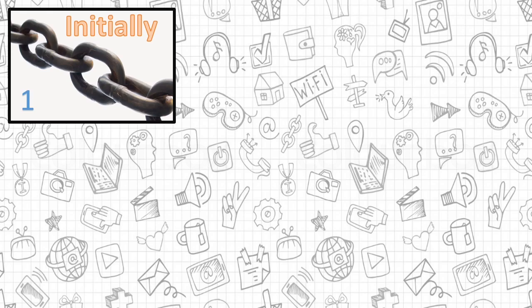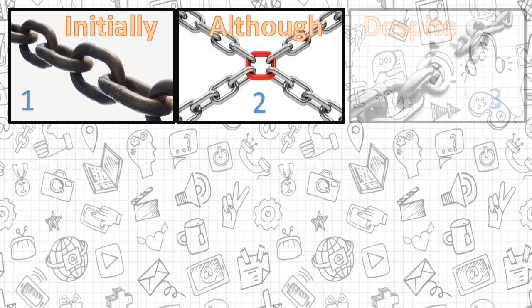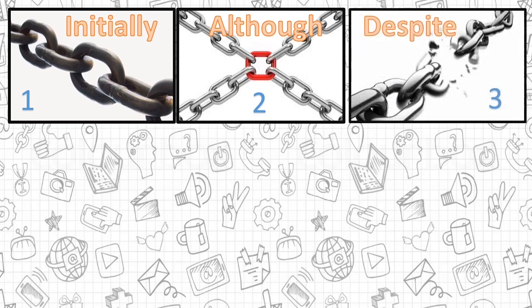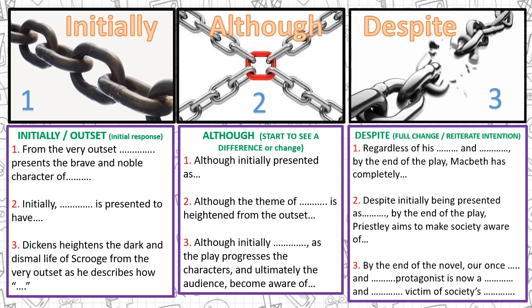And I guess the first could be initially, because it's your initial response. And then you move on to that alternative interpretation. Although initially presented like this, then this happens, and this is what happens to the character. And then perhaps in the end, despite the fact the character starts like this, and as the play progresses, we actually see a change, and this is the reason why.